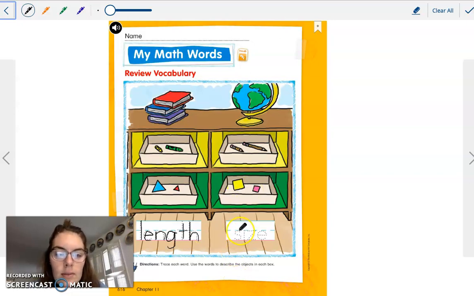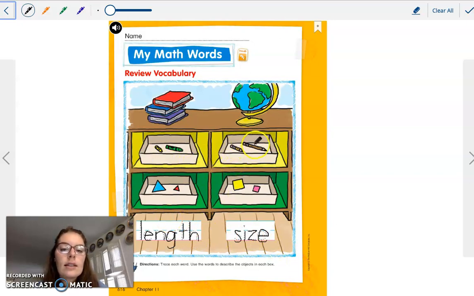Okay, and then this one says size. S-I-Z-E. Size. Okay, so I'm going to use these words, length and size, to help describe.